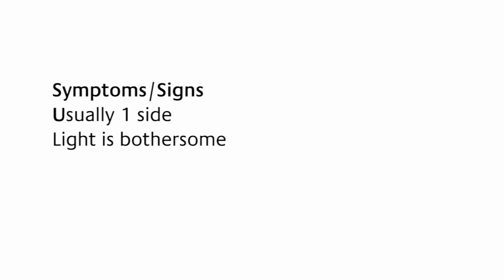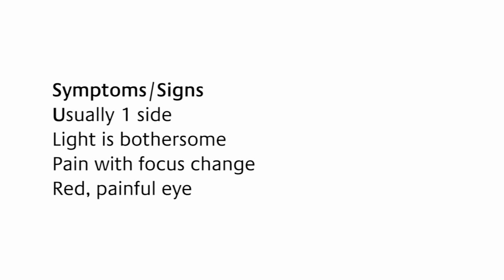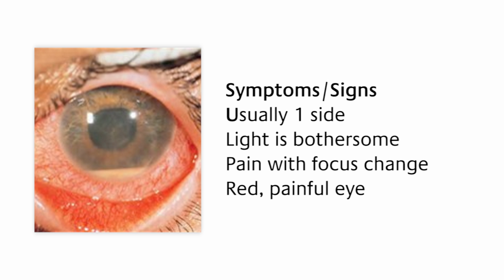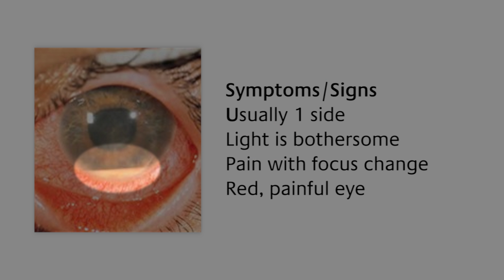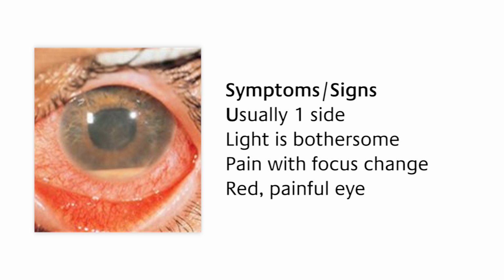The symptoms and signs to watch out for are usually one side of the eye is affected. The light is really bothersome to patients, and so we call this photophobia. And there is often pain when you change focus. So when you think about a camera changing the focus of a lens, when you look from far to near, that is quite painful. Patients can have red eyes as well, and you can see on the left side here is a patient with active iritis or uveitis, and you can see the redness of the eye, and then you can actually see a layer of white fluid that's collected at the bottom, and that's pus. So those are white blood cells in the front part of the chamber of the eye. This is iritis or uveitis.